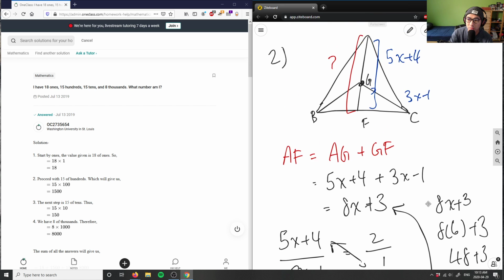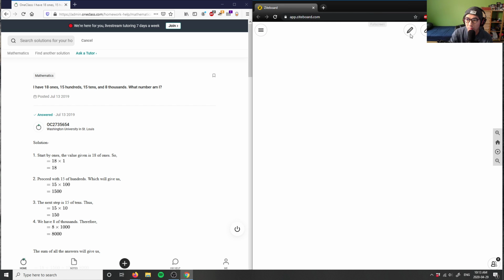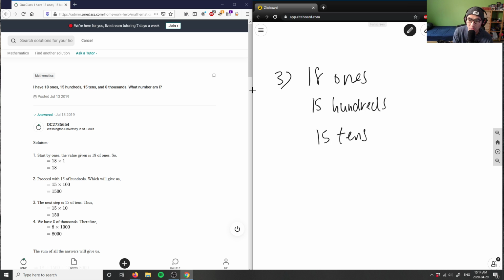Okay, that's question 2. Let's look at question 3. It says I have 18 ones, 15 hundreds, 15 tens, 8,000s. What number am I? So it says here 18 ones, 15 hundreds, 15 tens, 8,000s. Okay, so what we can do is we can say 18 ones is simply just equals 18, right? 18 times 1 here is 18.